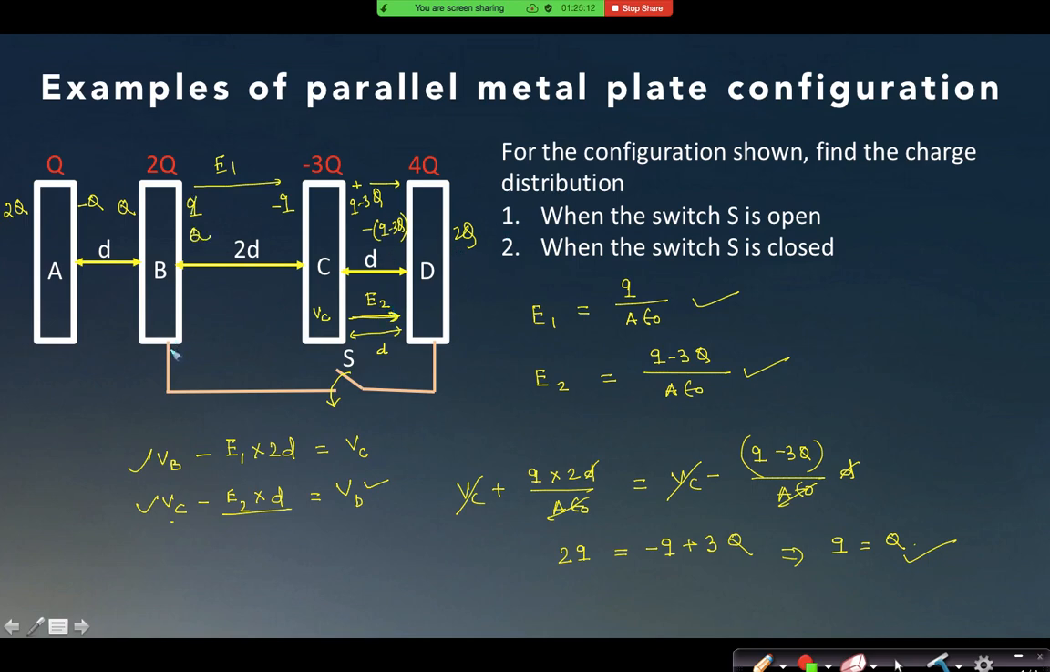So this is a particular case of the question when there will be no charge flowing through that switch, because their potentials were actually the same. That is why the charge on this will remain 2q and the charge on this will remain 4q, right? But if you change the distance, then you will change that equation and you will find what is the charge flowing through that switch.